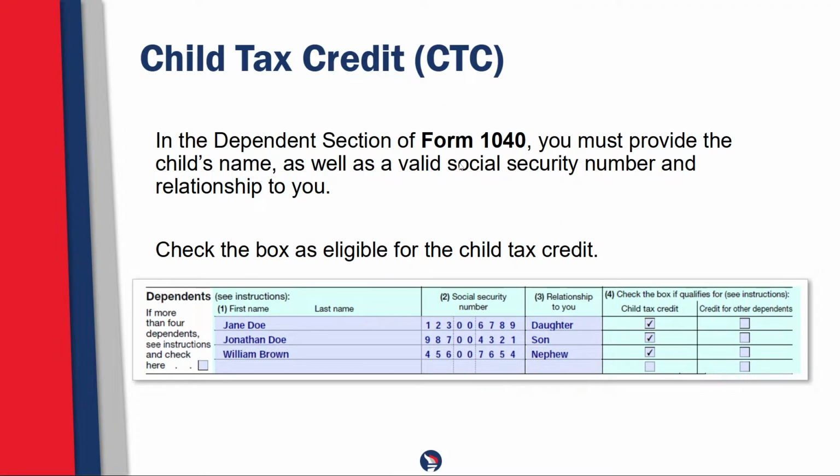In the dependent section of the 1040, you must provide the child's name as well as the valid social security number and their relationship to you. And if you go farther, unfortunately, they don't get added on. I mean, they do. They're attached to the return. The IRS sees them. But on the paperwork that prints out, 4 lines is the max. So you can have more kids on there, but they might not show up, at least on that paper, for electronically filed returns.